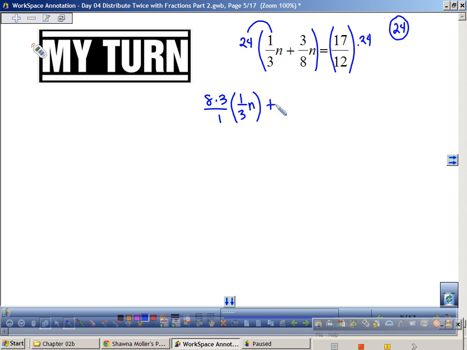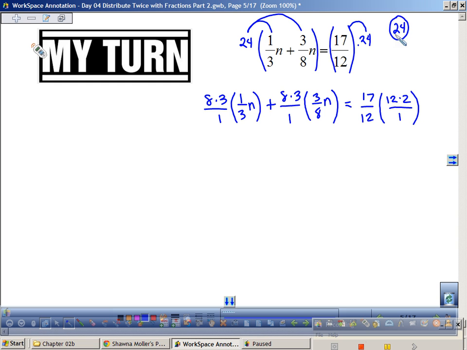Plus, again, I'm going to make multiples of 8 times 3 over 1. 3/8 n, right? Distributed 24 to that. And then I'm going to distribute 24 to this. 17 over 12 times 12 times 2. Okay, questions on that so far?